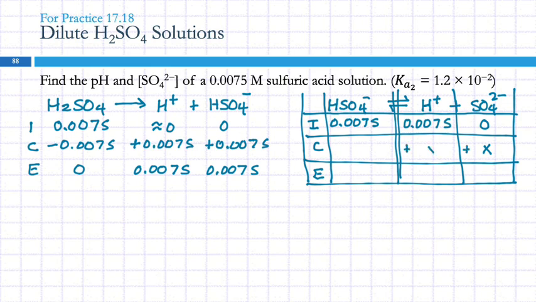There will be times when you're not sure which side is plus x and which side is minus x. But remember, with the equilibrium arrow, everything on one side has to have the same sign for x. So here both of these have to be positive, and then the other side has to be negative, because it's going one way or the other. So we fill this in: 0.0075 minus x, 0.0075 plus x, and x.